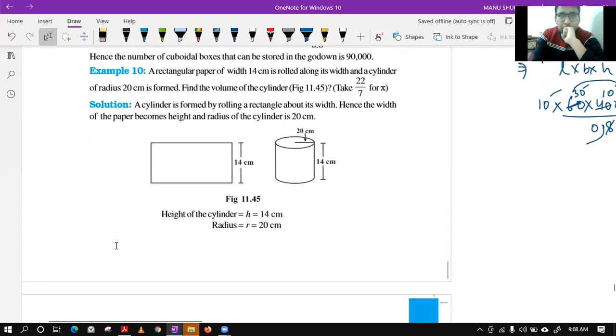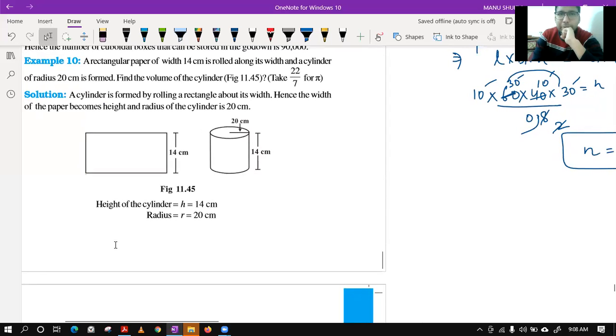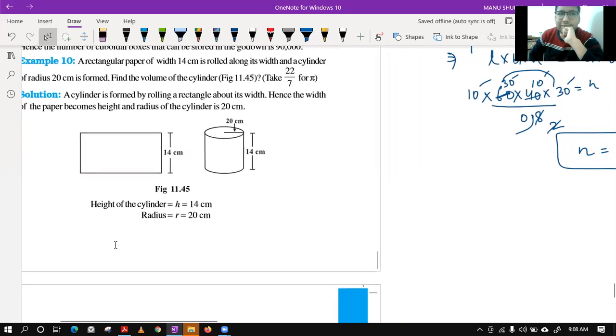Now, example number 10: a rectangular paper of width 14 centimeter is rolled along its width, and a cylinder of radius 20 centimeter is formed. Find the volume of the cylinder. So if you are rolling along the width, you will get a cylinder like this.